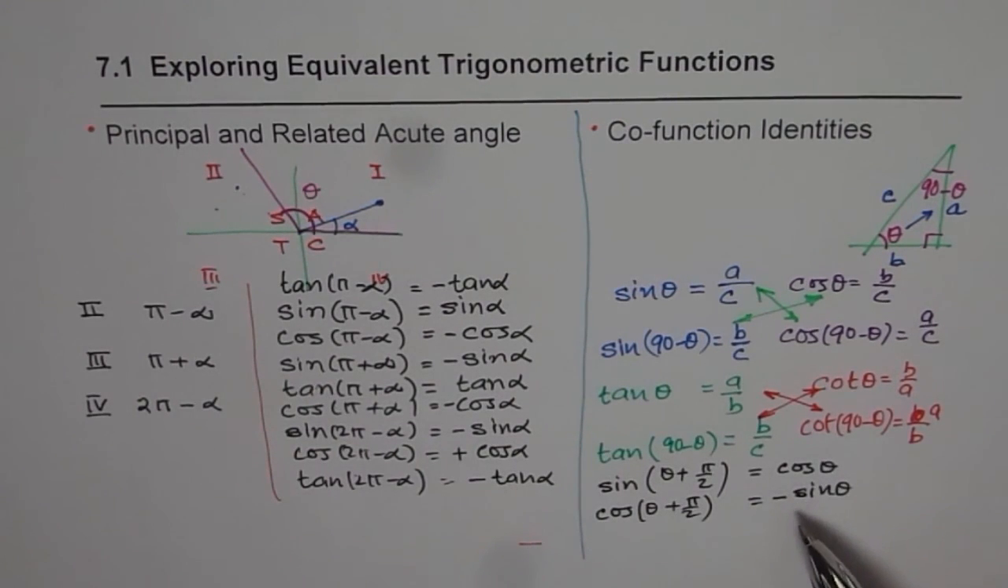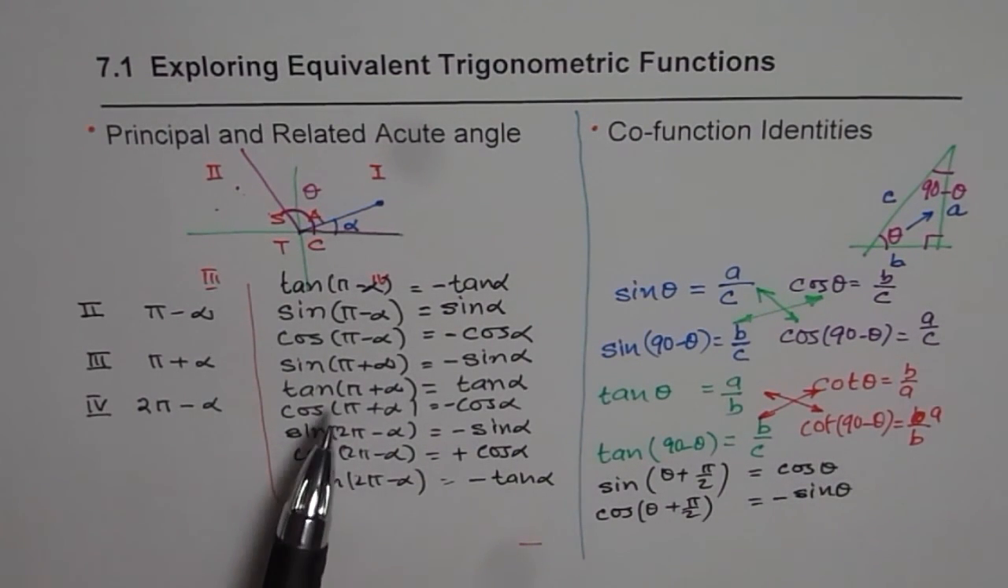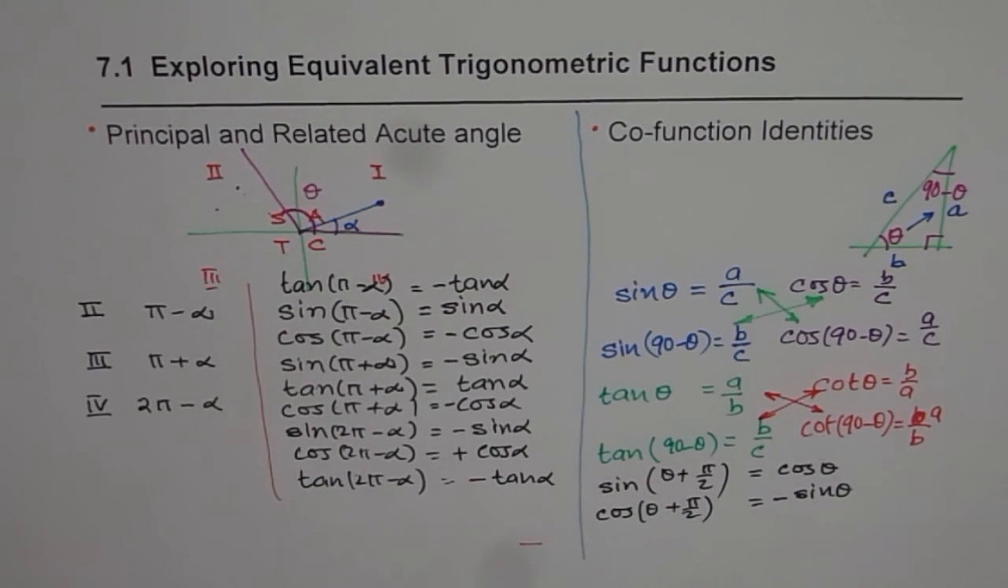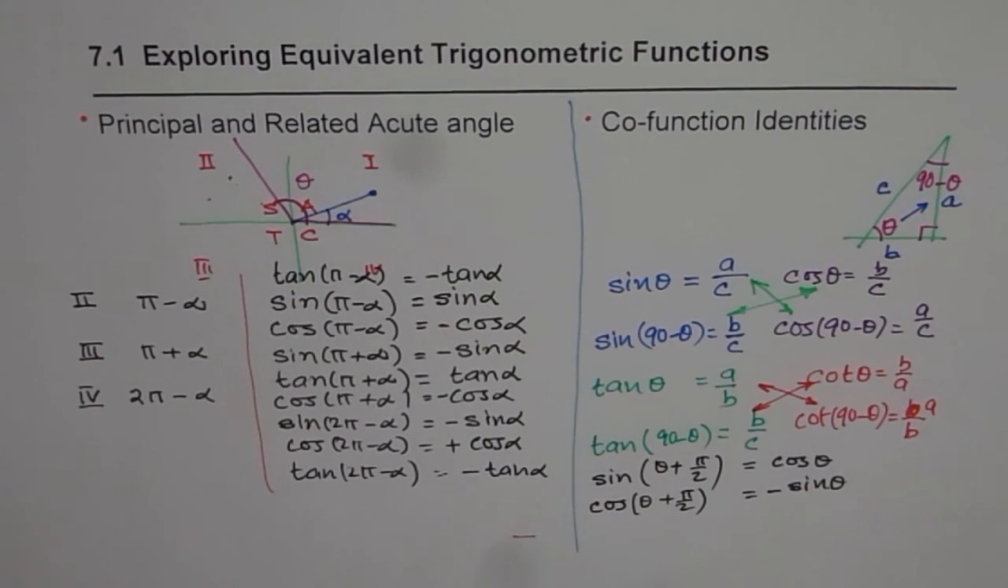So if you follow a combination of this with what we learned earlier, you should be in a position to write all the cofunction identities with theta plus pi by 2, theta minus pi by 2, or plus 3 pi by 2 or minus 3 pi by 2. As an exercise, do that and try to understand the way I'm trying to explain here. I hope that helps. If there is a question, you can always email me or request on YouTube. I hope that helps. Thank you and all the best.